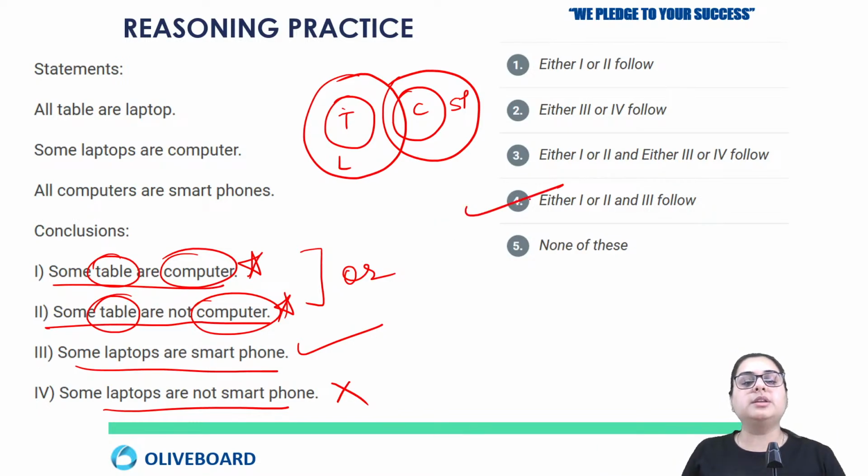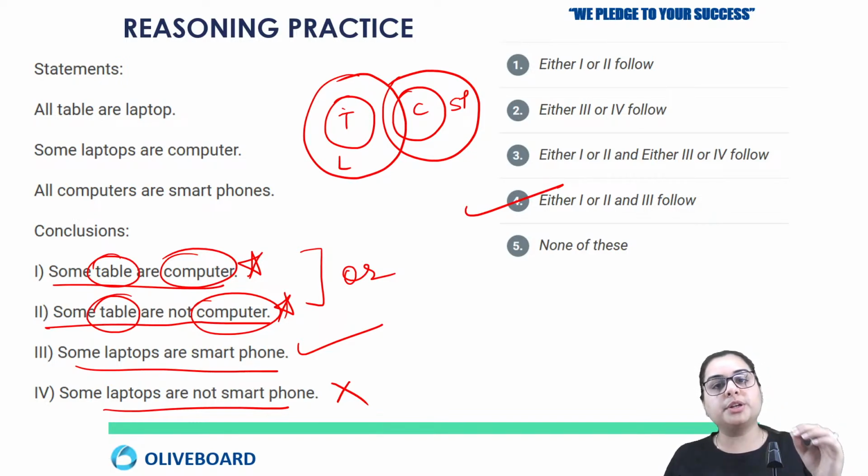Because the third conclusion happens to be true, and we cannot mark either-or between true conclusions. We always mark either-or for the doubtful ones.